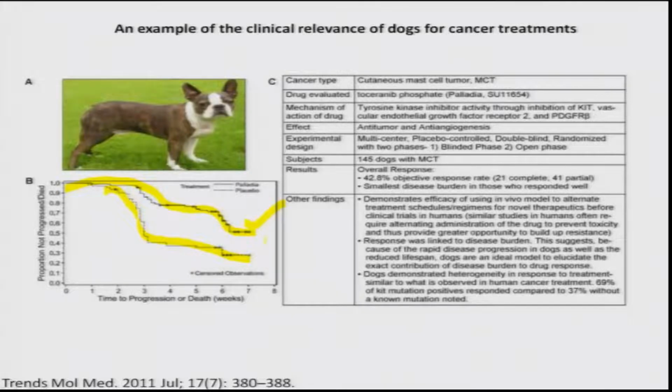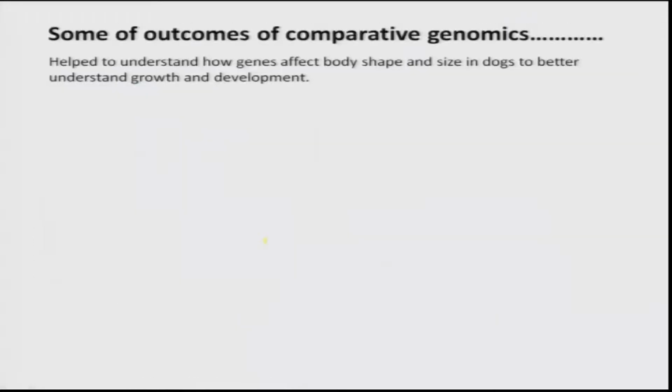So this is another implication, because you know what genomic changes happened in this particular cancer in these dogs, and you are trying to use a drug. Once you know that the drug is able to control tumor growth in this model, then this can be easily applied to humans who have the same kind of alteration. So that really helps us to model cancer as well.